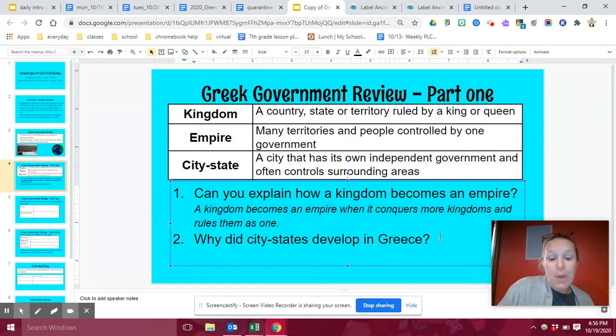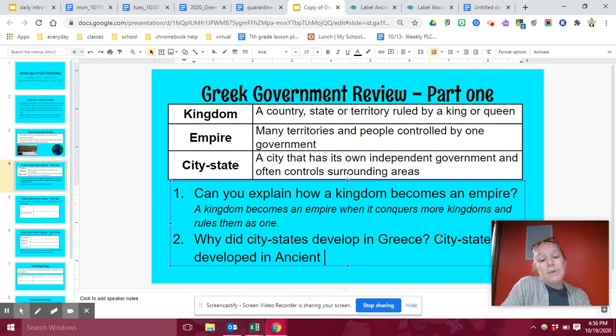Number 2, why did city-states develop in ancient Greece? All right, so we're gonna go ahead and restate our question. City-states developed in ancient Greece because travel was difficult.